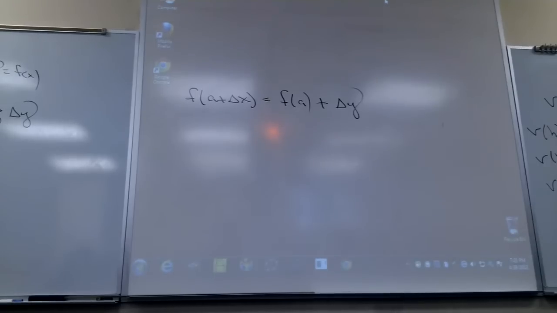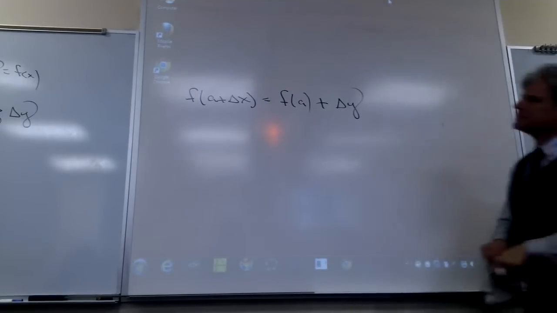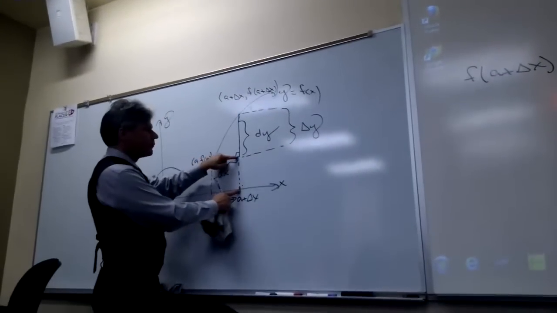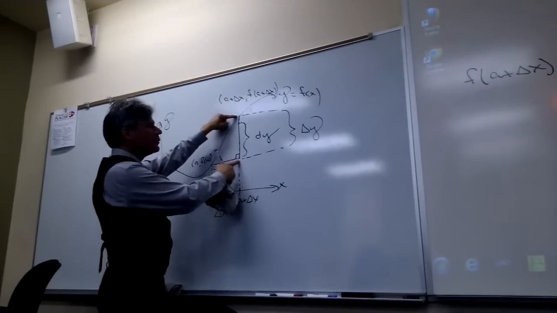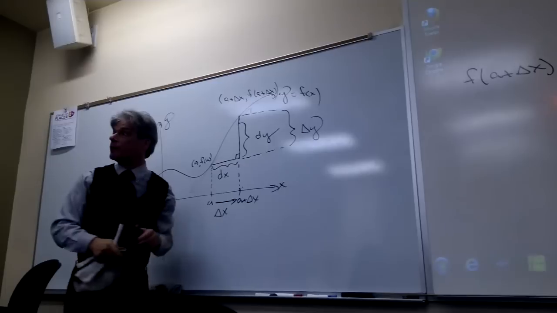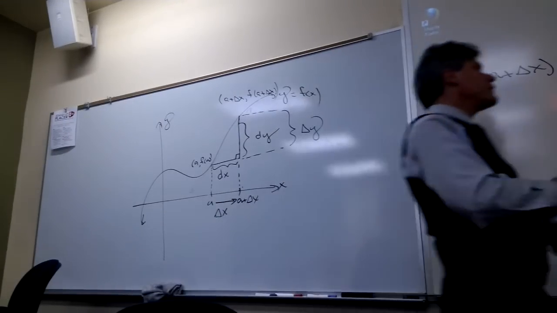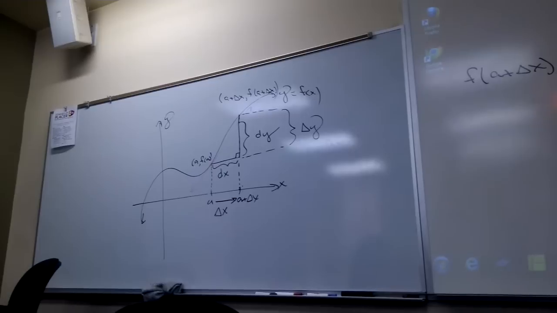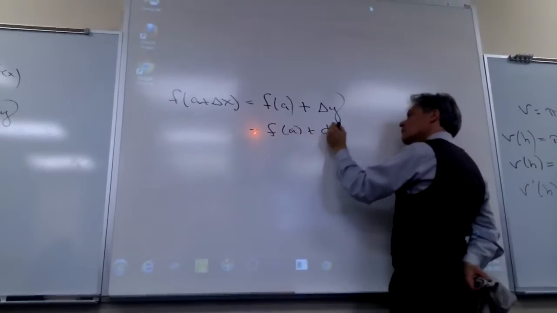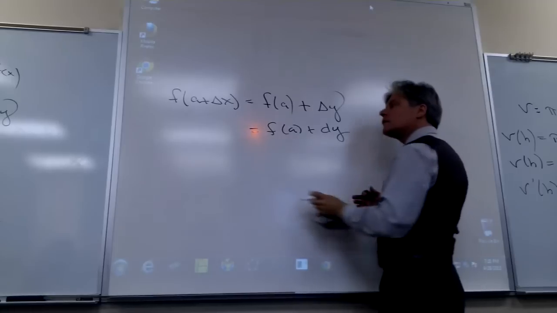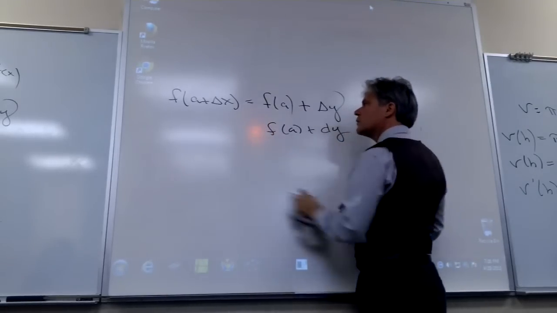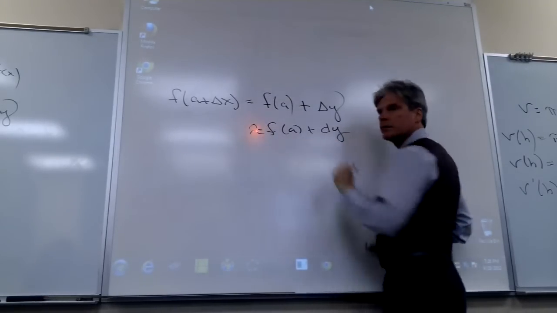Well, I think it was most definitely, because of this. Here's a vertical distance f of a. And if I add delta y to it, that really does get me up to the y value f of a plus delta x. However, I don't think that these are equal to each other. I think the second is merely an approximation for the sum you see upstairs.